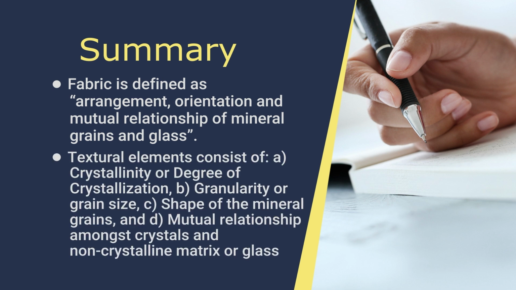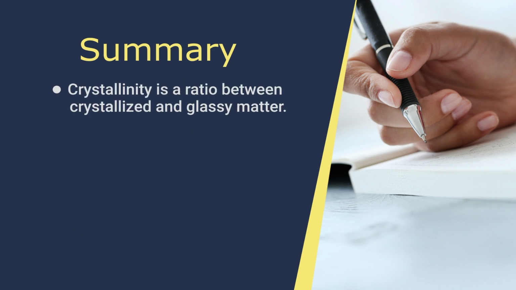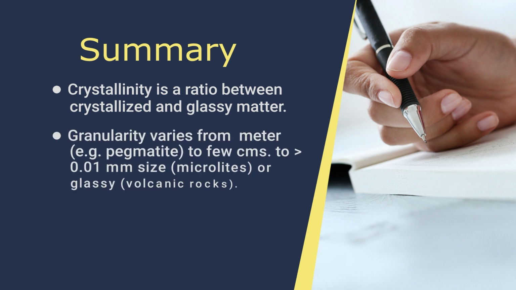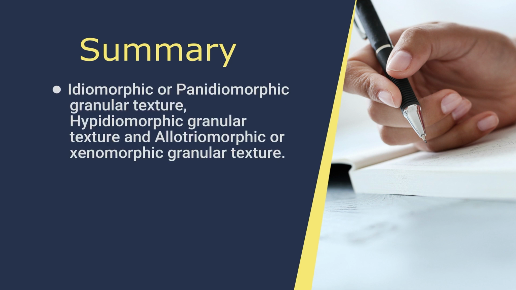What are the textural elements? Textural elements consist of A, crystallinity or degree of crystallization, B, granularity or grain size, C, shape of the mineral grains, and fourth, mutual relationship among crystals and non-crystalline matrix. Crystallinity is a ratio between crystallized and glassy matter. Granularity varies from meter to few centimeter to less than 0.01 millimeter size, or microlites, or glassy in case of volcanic rocks. The idiomorphic or panidiomorphic granular texture, hypidiomorphic granular texture and allotriomorphic or xenomorphic granular textures.